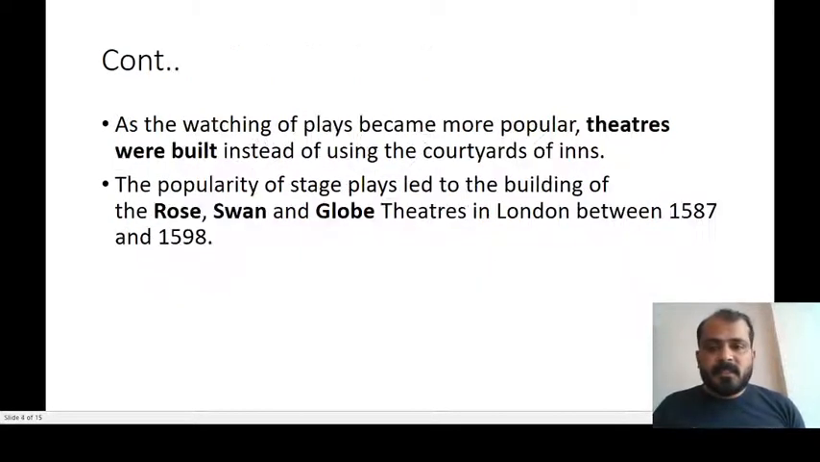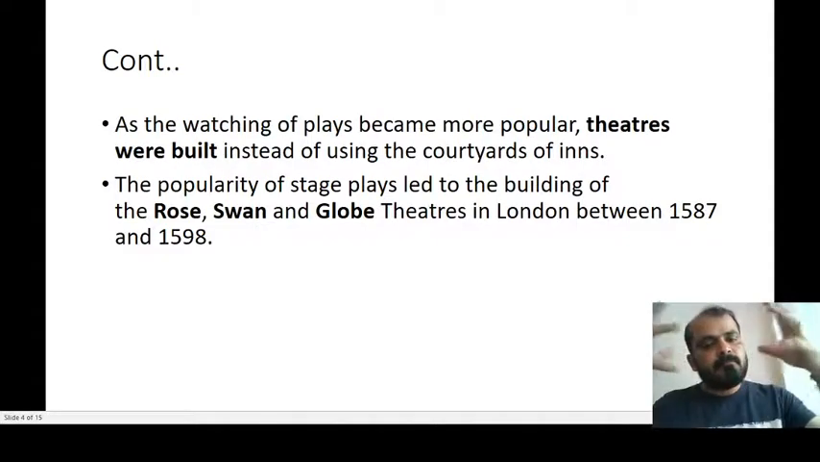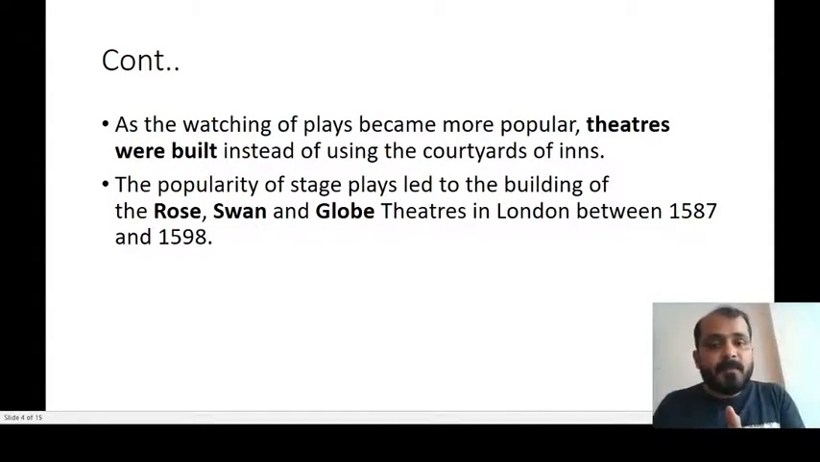Okay, so we see here that as the watching of plays during this era became more popular, theatres were built. Until then, they were touring, performing and entertaining, but here theatres were built instead of using courtyards of inns and other places. So the popularity of the stage plays led to the building of the Rose, Swan, and the Globe. These were the theatres in England between 1587 and 1598.